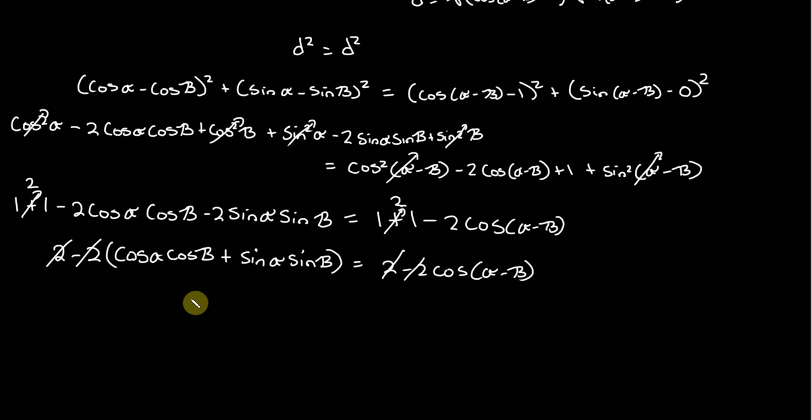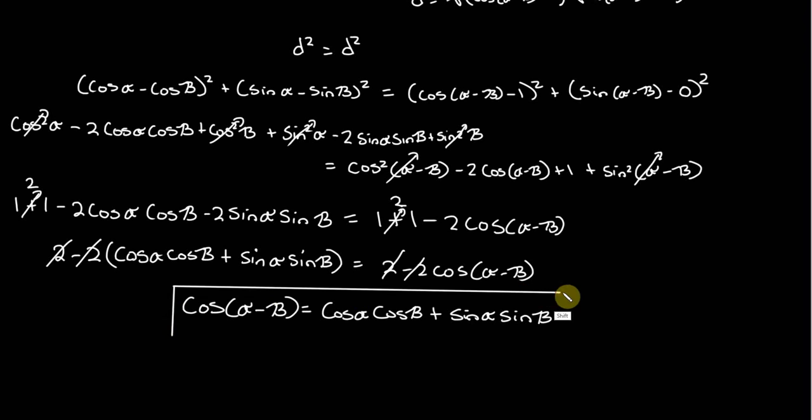And I'll just rearrange it. I'll flip the sides. So it's going to be cos alpha minus beta equals cos alpha cos beta plus sine alpha sine beta, and yeah, we're done. We've proven the identity cos alpha minus beta equals cos alpha cos beta plus sine alpha sine beta.